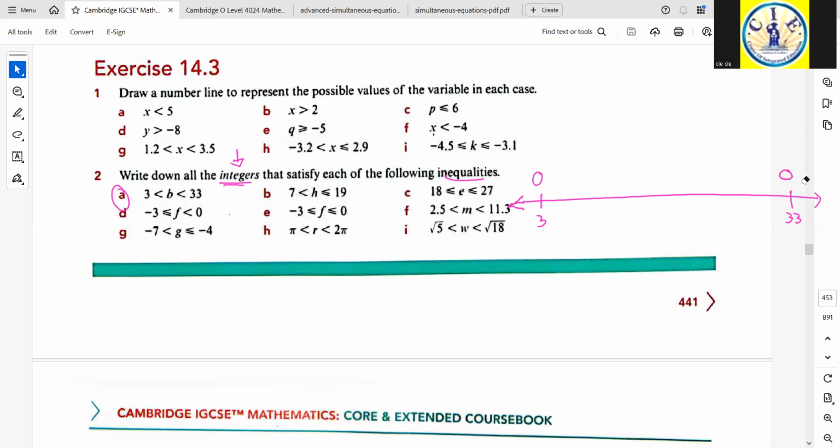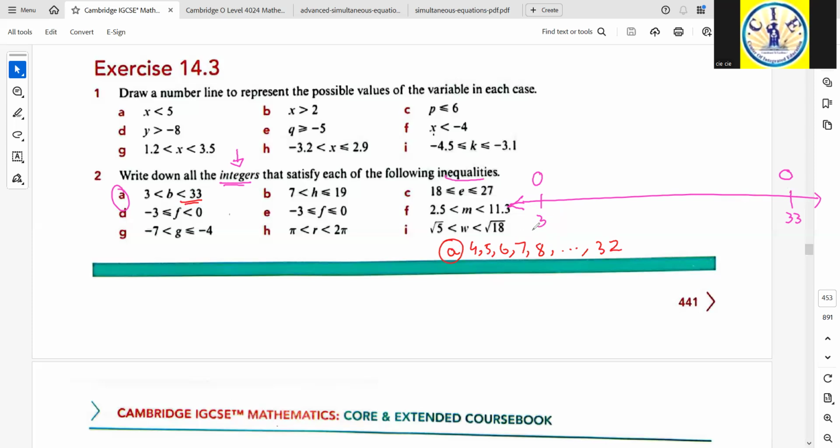So there is no point of mentioning them with the form of a line. I just need to have the integer values. So integer values between 3 and 33 would be starting from 4, 5, 6, 7, 8 up till 32, means lesser than 33. The maximum integer value is 32. So all these values, for that you do not need to give their answer on the number line. So the answer is to be written like this.